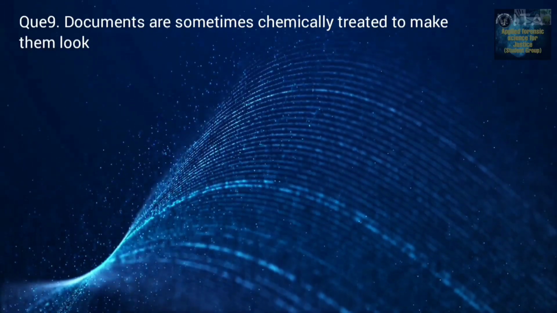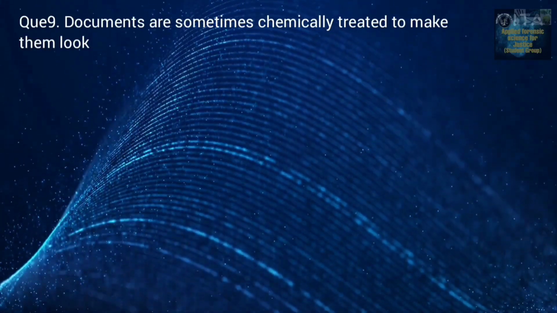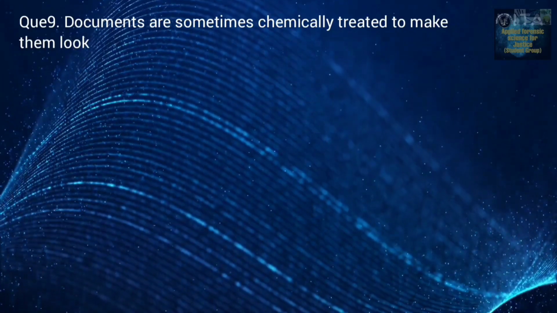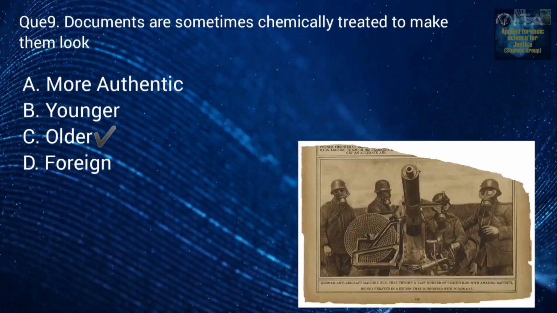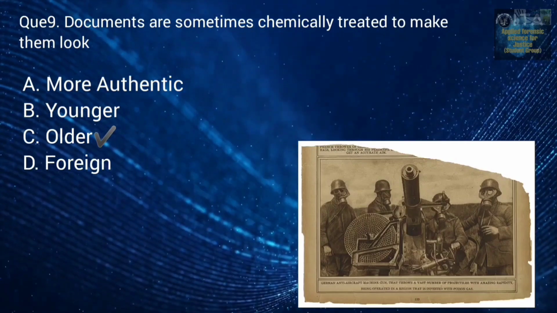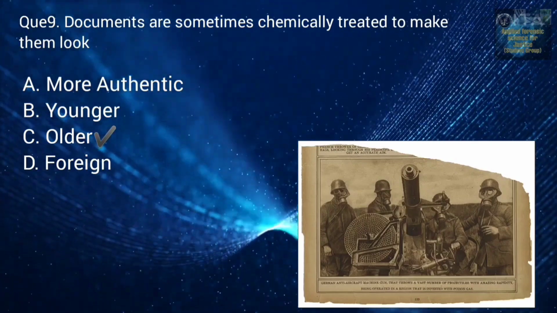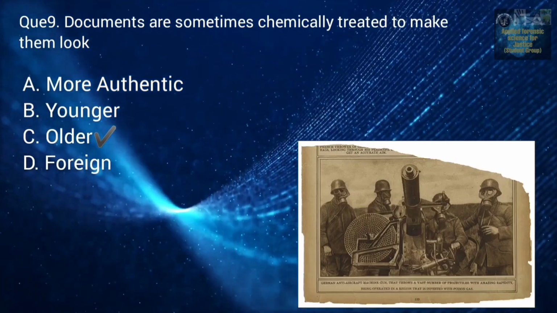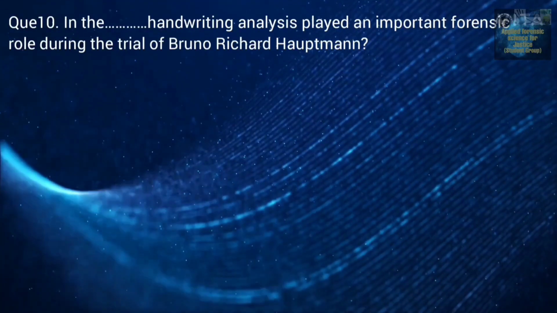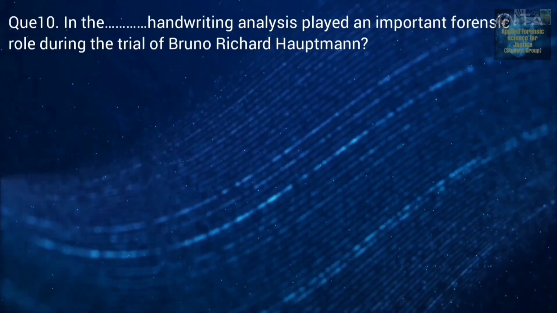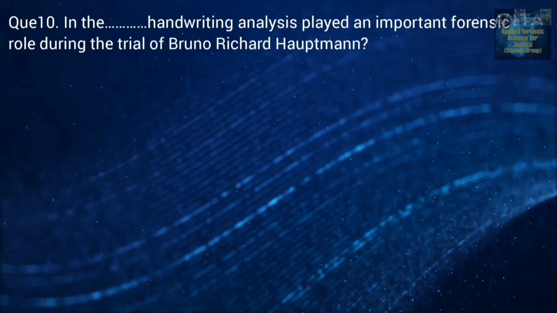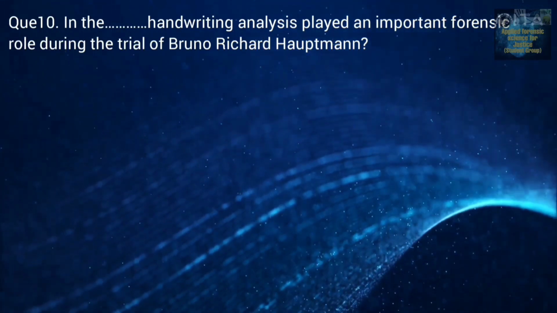Question number 9. Documents are sometimes chemically treated to make them look. Options are A. More authentic, B. Younger, C. Older, D. Foreign. The correct answer is C. Older.